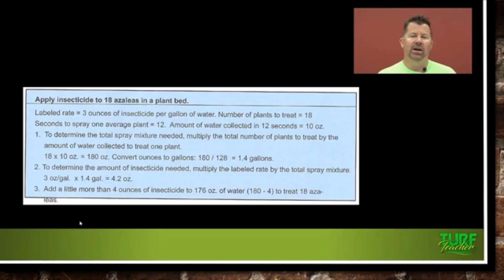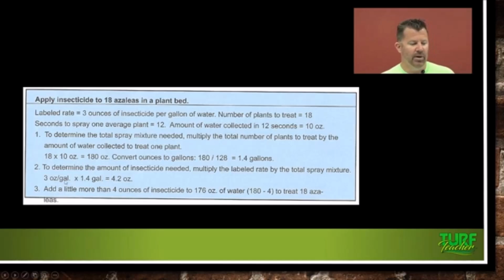Convert the ounces to gallons. 180 divided by 128 is 1.4 gallons. And then to determine the amount of insecticide needed, multiply the labeled rate by the total spray mixture. So we're doing 3 ounces per gallon, and we're going to multiply it times the 1.4, gives us 4.2 ounces. Add a little more than 4 ounces of insecticide to 176 ounces of water. Remember, we're taking that 180 total volume, subtracting the amount for the pesticides to treat the 18 azaleas.